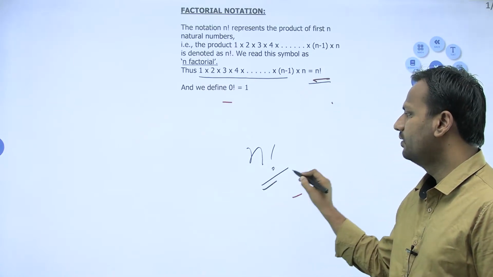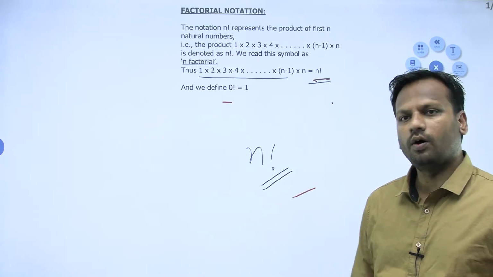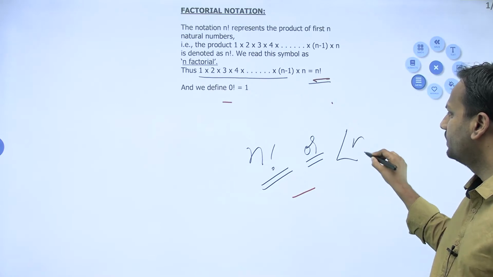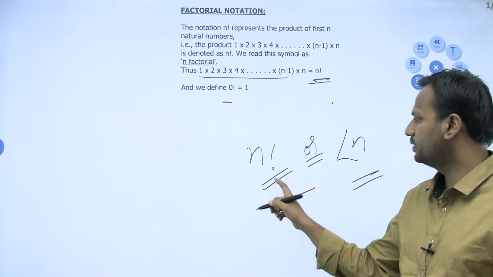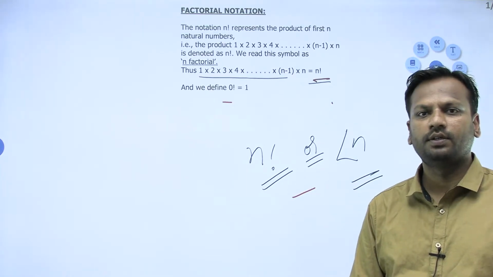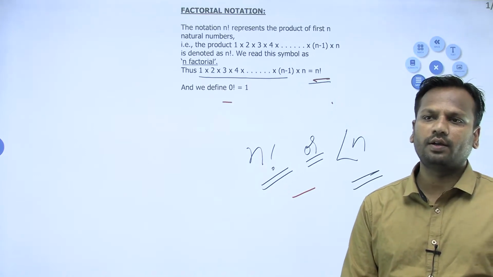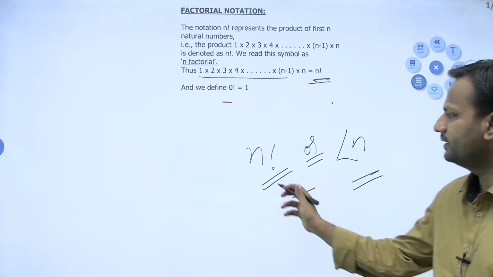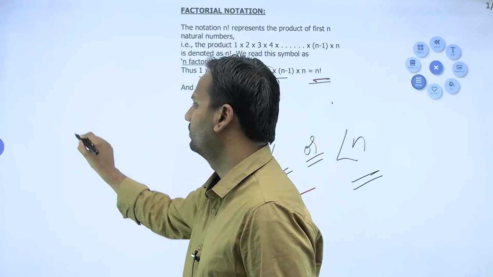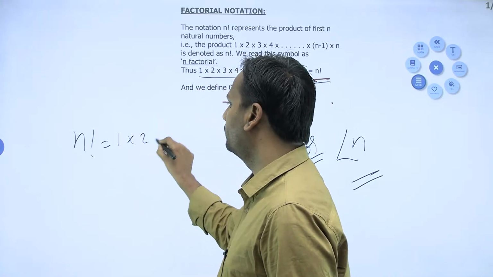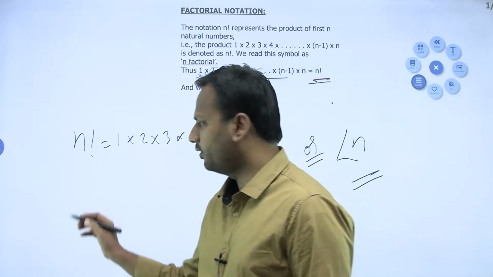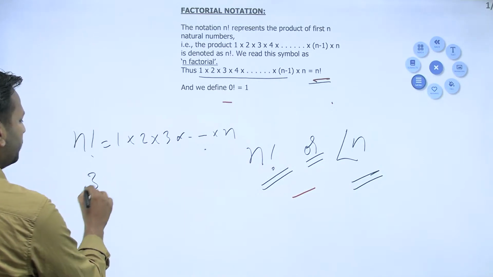We read it as n factorial or factorial n. And in another way you can also denote this, in this way also it is denoted here. Both are the same. It is read as n factorial or factorial n. What is it actually? The product of first n natural numbers, that is 1 into 2 into 3 and so on up to n, right?